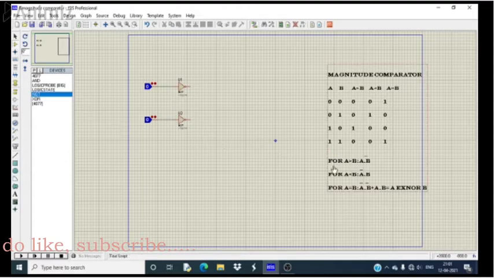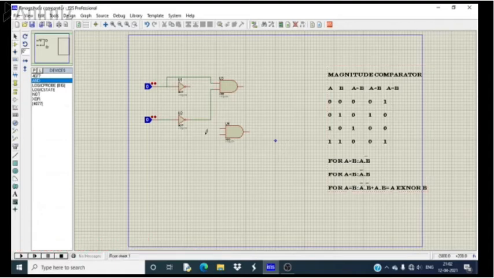The equation of A greater than B is A AND NOT B. So here is an AND gate, A AND NOT B. And the second AND gate is for A less than B. The equation is NOT A AND B.